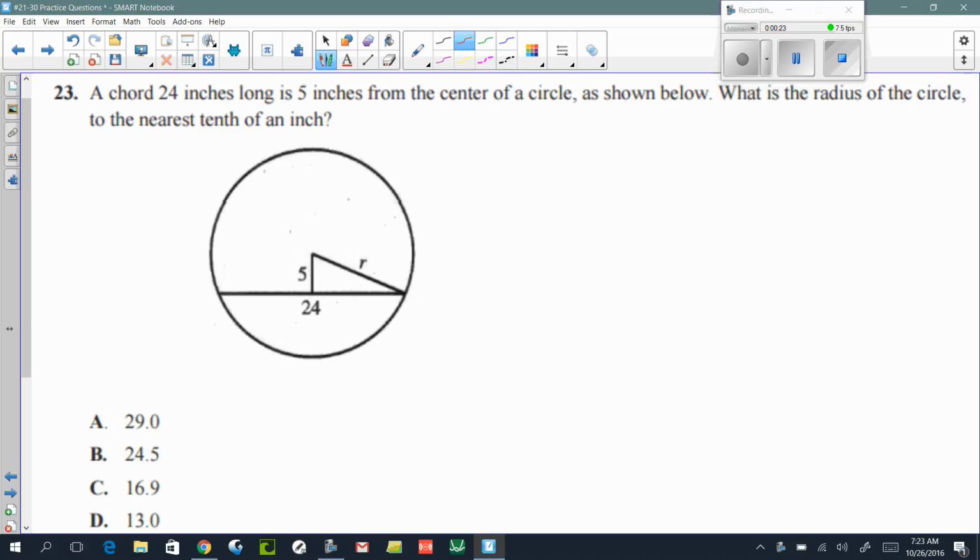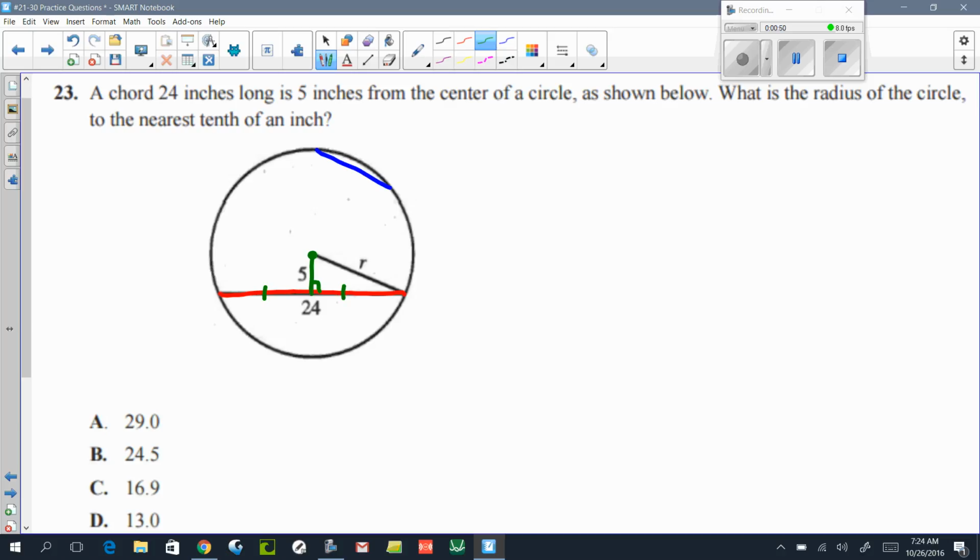A chord in a circle is simply a segment that connects one side of the circle to the other. So this would be an example of a chord. You could also have a chord that's something shorter like this. You could also have a chord that goes right through the middle, etc. The key point here is that they tell us that the chord is 5 inches from the center. We always measure to a chord the perpendicular distance like this, and it's going to bisect that chord.